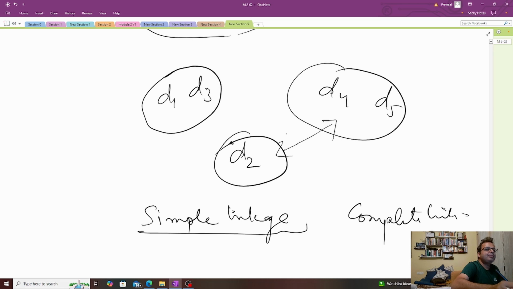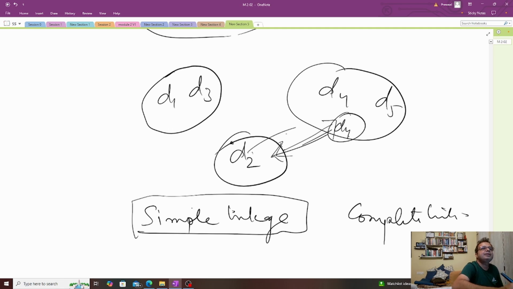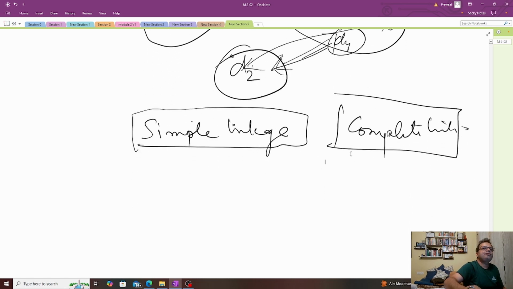So in single linkage, you find the distance between the nearest points. If d4 is here and d5 is here, you pick d4 in single linkage. In complete linkage, you find the distance between the farthest points. So that's how these two linkages work, based on which you can compute the distance.